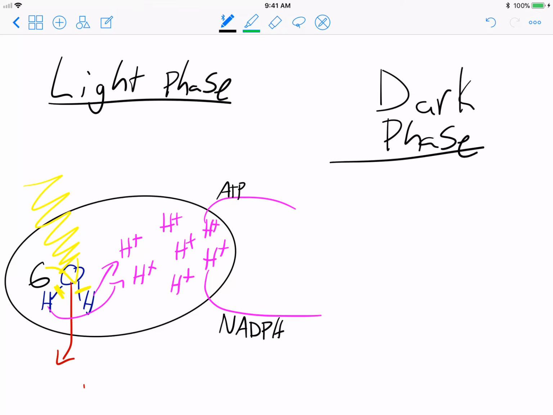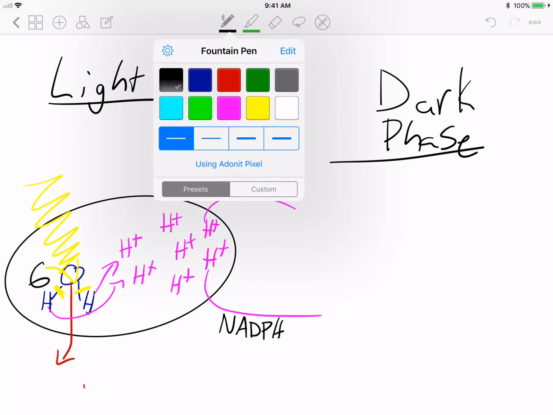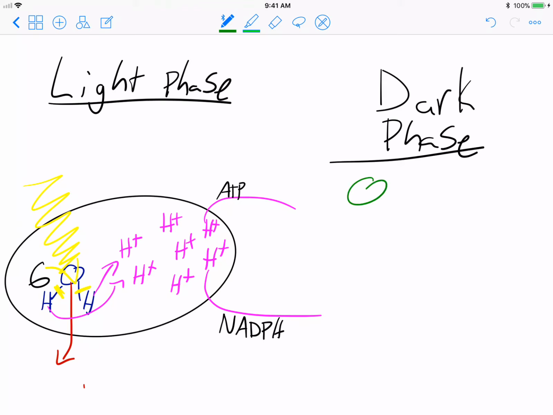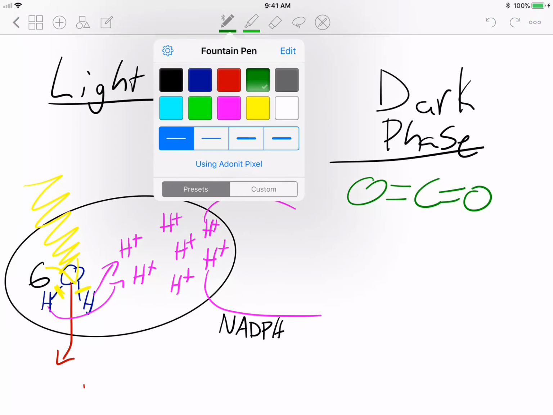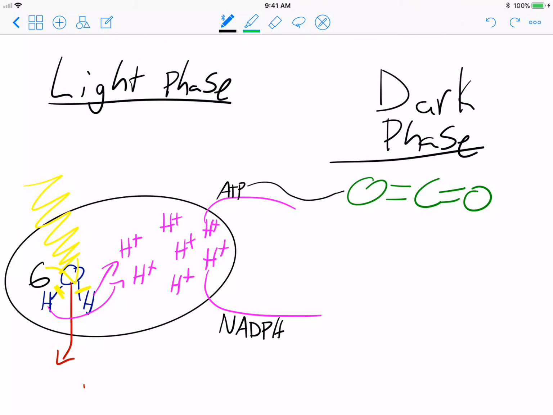It's called the dark phase because it no longer needs light in order to work. During this dark phase, the ATP and NADPH will begin to react with some carbon dioxide. Carbon dioxide: 1 carbon, 2 oxygen. That energy, let's do that in black so we can follow that pathway, begins to react over to here, and it destroys that carbon dioxide.